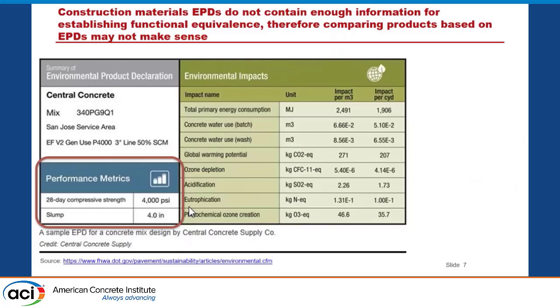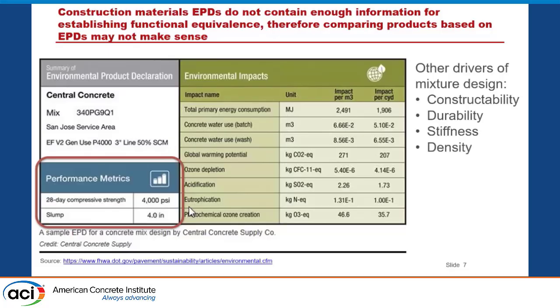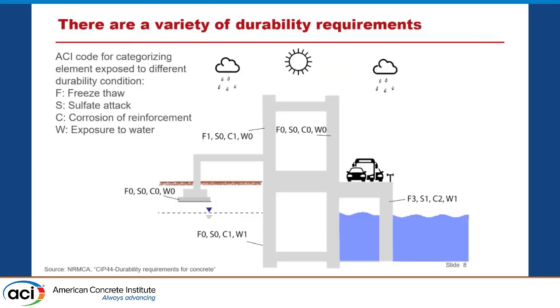But on the functional equivalence, when you look at an EPD, for example, ready-mix concrete EPDs, the only performance metrics that should be reported is the compressive strength, with an option to include slump as well. But there are other important factors that will drive the mix design, including constructability, durability, stiffness, density, etc.